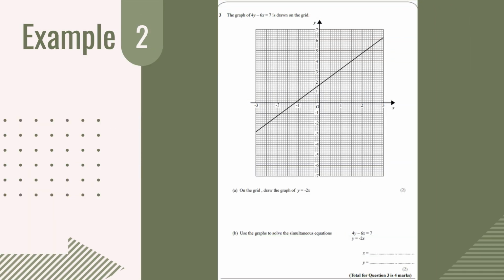Also, here is another exam question for you to have a go at. Have a go, pause the video and unpause when you've done.